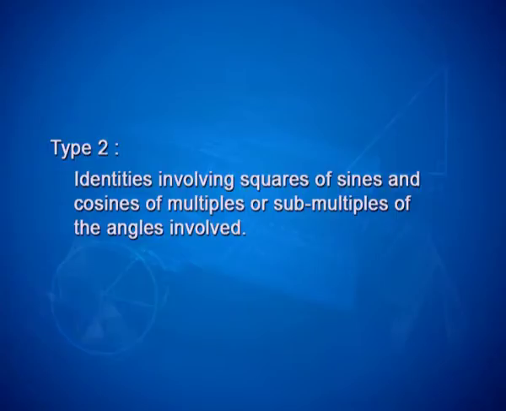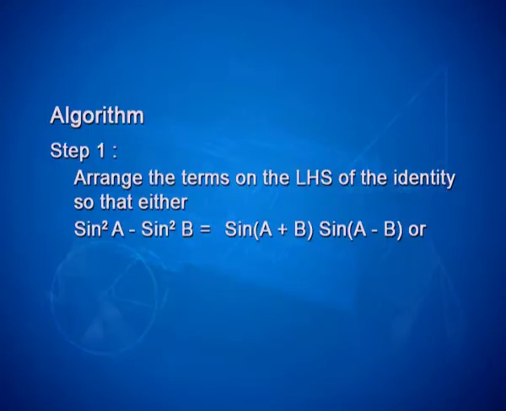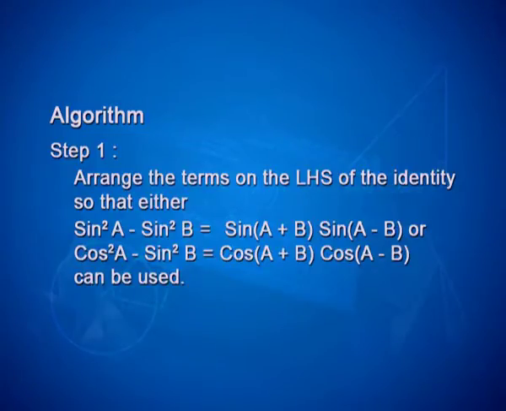Now, let us take up type 2 identities, identities involving squares of sines and cosines of multiples or submultiples of the angles involved. For this, we have an algorithm again. Step 1, arrange the terms on the LHS of the identity so that either sin square a minus sin square b is equal to sin (a plus b) into sin (a minus b), or cos square a minus sin square b is equal to cos (a plus b) into cos (a minus b) can be used.